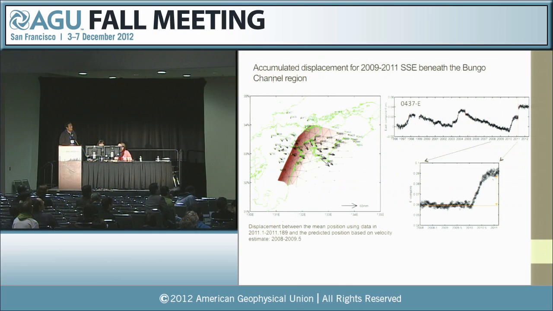So we applied the time-dependent inversion method to the most recent Bungo Channel slow slip event, 2009 to 2011. This is showing the surface displacement, comparing the predicted position versus actual data, and the actual displacement shows roughly a southwestern direction, opposite to the direction of plate convergence, indicating that slow slip events are actually acting to relieve the strain accumulated on the plate interface.